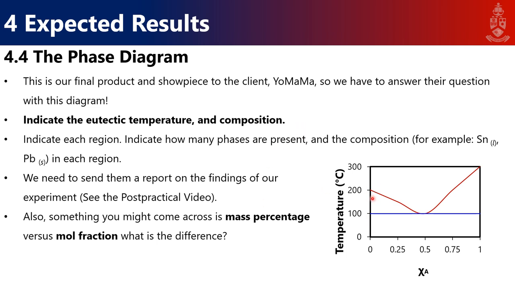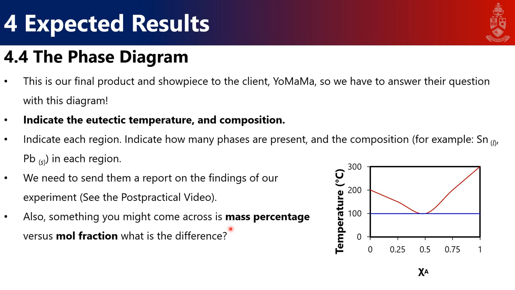Remember, this is our final product, so to speak. So what you're going to give to our clients in principle. So also indicate clearly and nicely the points. Give it a point there and indicate what that point is, the eutectic temperature and composition, and also indicate the specific regions. In other words, what's here? Is this gas, for example, or is it solid, or is this liquid tin and liquid lead, or is this liquid tin and solid lead? Is this both liquids, or is it both solids? Name all of your regions. You can call them A, B, C, D, and then have a legend that says A, B, C, D is such and such. Of course, then you will have a full report explaining everything. There's a post-practical video for you on the full report.